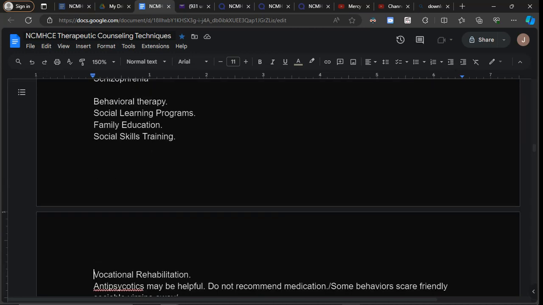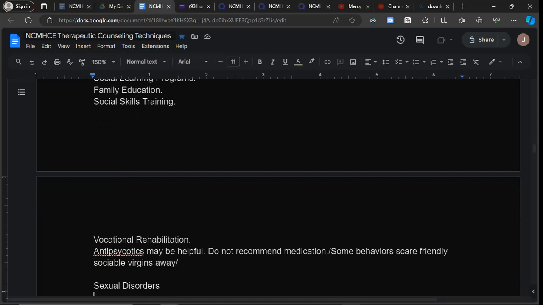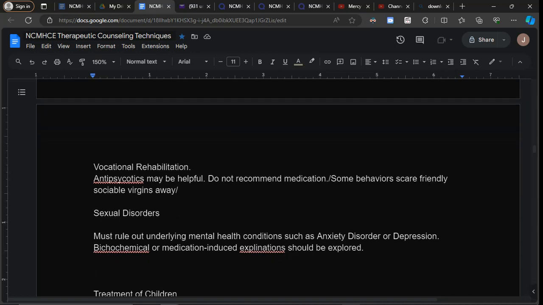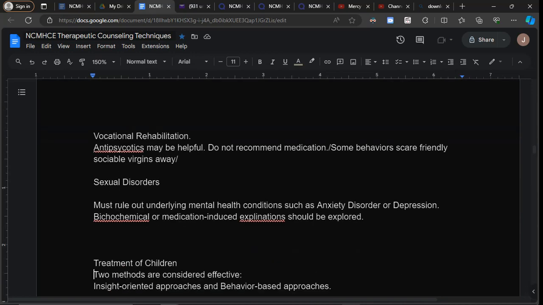Next disorder is schizophrenia. Techniques for schizophrenia include behavioral therapy, social learning programs, family education, and social skills training. Vocational rehabilitation. Antipsychotics may be helpful. Do not recommend medications.